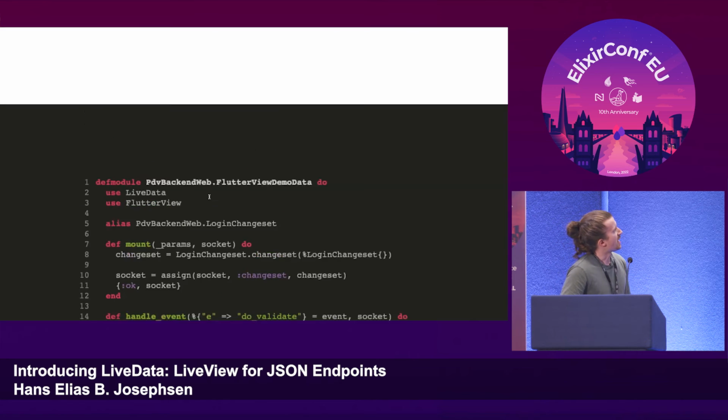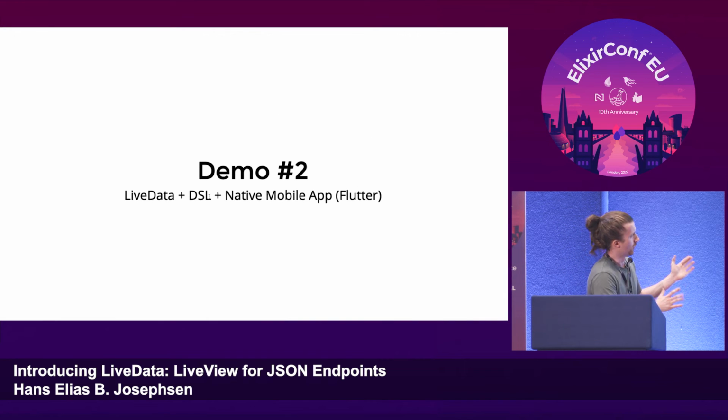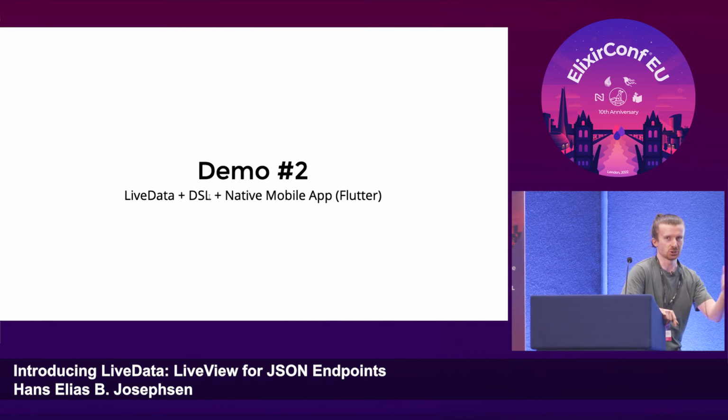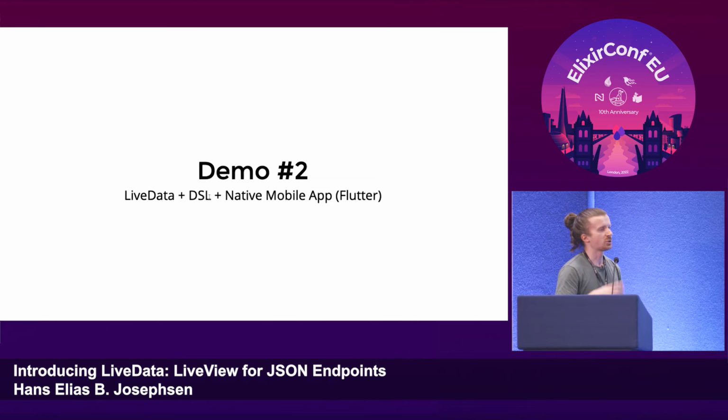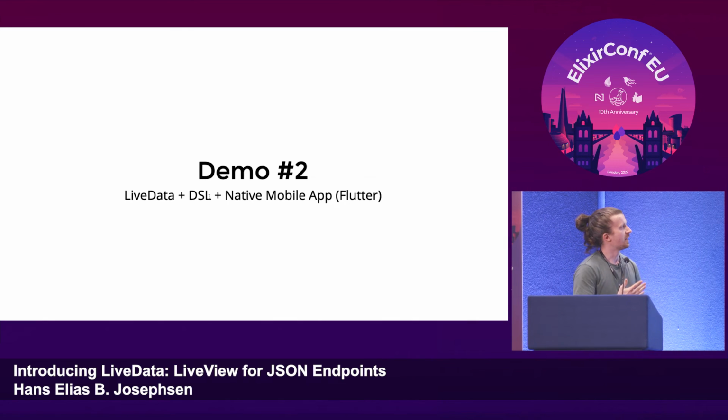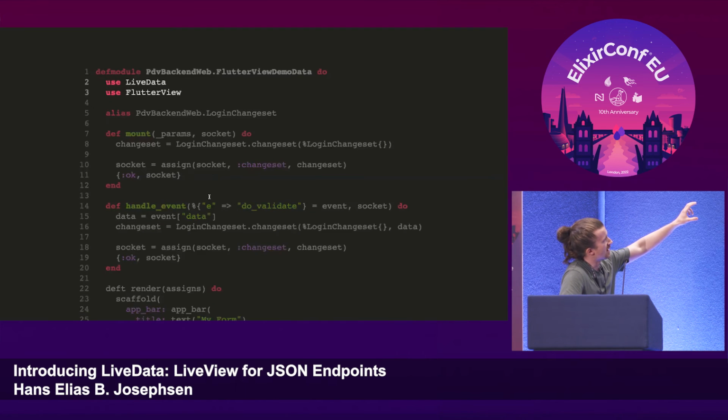In this demo, there is a LiveData on the server. There's a DSL implemented using just normal Elixir macros. And then there's a native app implemented in Flutter. But this native app implemented in Flutter doesn't do a whole lot. All it does is receive a widget tree in the form of JSON, and then it renders that out to native widgets. Right? So on the top here, it's pretty normal.